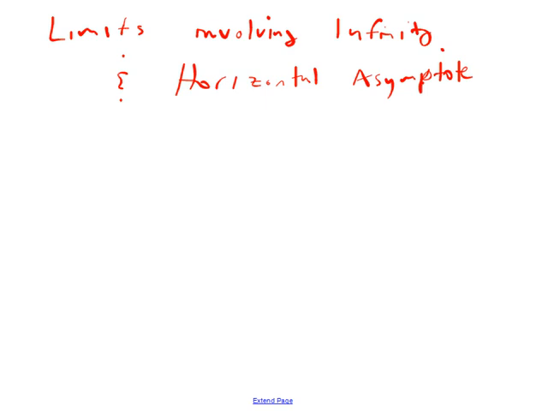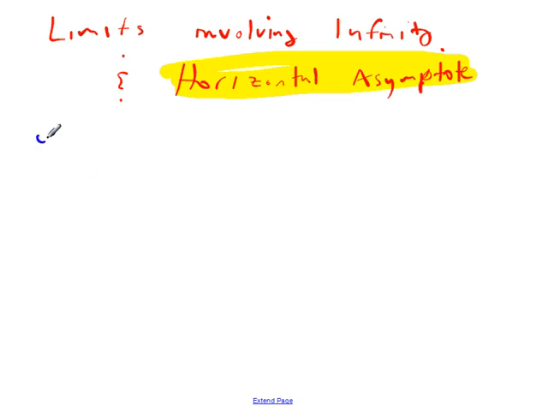Hello, math people. Welcome. We are looking here at limits involving infinity, and what I hope to do is draw the very obvious and strong connection between limits involving infinity and the horizontal asymptote. So let's look at a graph of some function here.